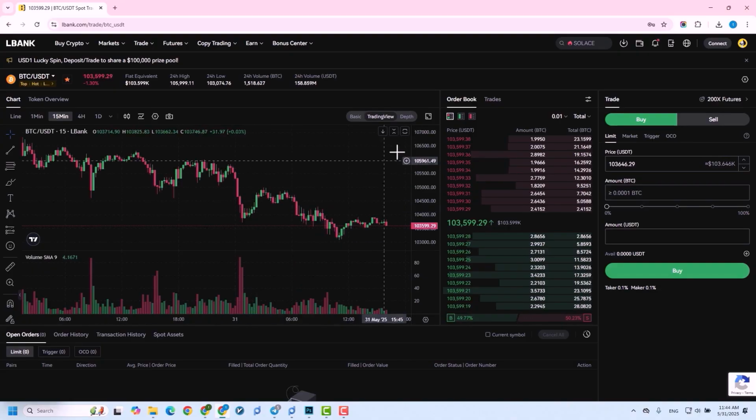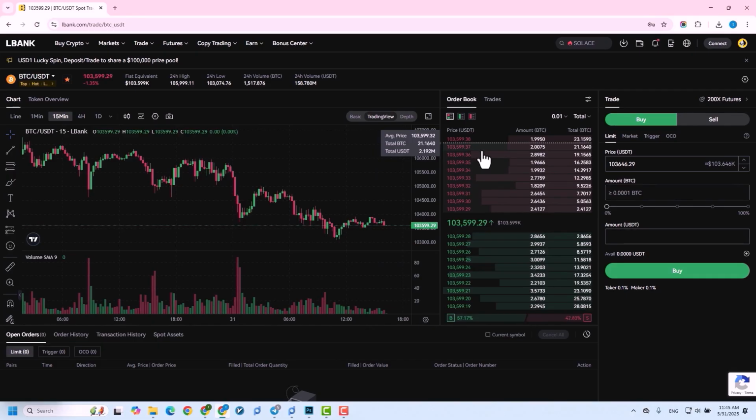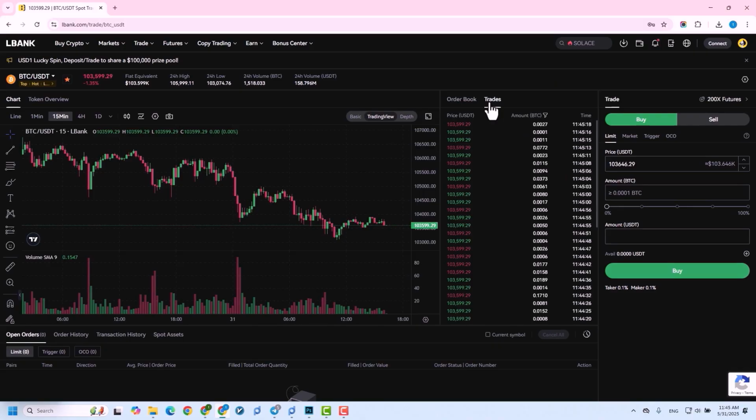In the order book section, the order ledger is displayed in real time, showing at what prices buy and sell orders are queued. This section helps you analyze the market depth and the sentiment of buyers and sellers. In the traders section, you are shown a list of recent trades. All completed trades for that currency pair are displayed to you in real time, including the time, price, and trade volume.